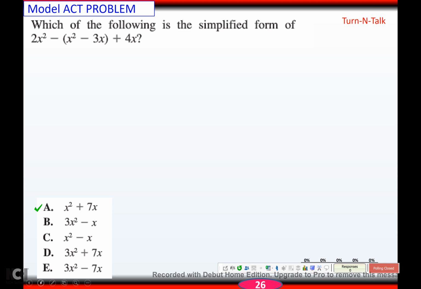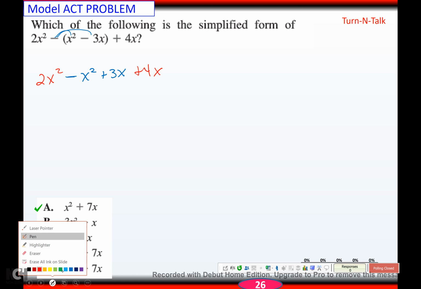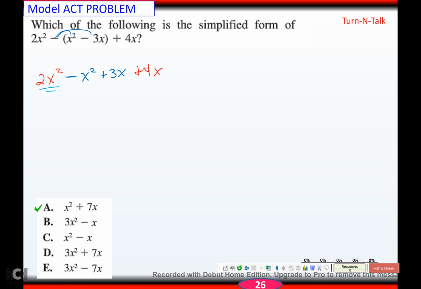Alright, which of the following is the simplified form of this expression? Well, just order of operations, parentheses first, so I'm going to distribute that negative, which gives me negative x squared, positive 3x. Everything else that was there comes down. And then I can combine like terms. So I have 2x squared, take away 1x squared, leaves 1x squared. And I have 3x plus 4x, which makes 7x. Done.